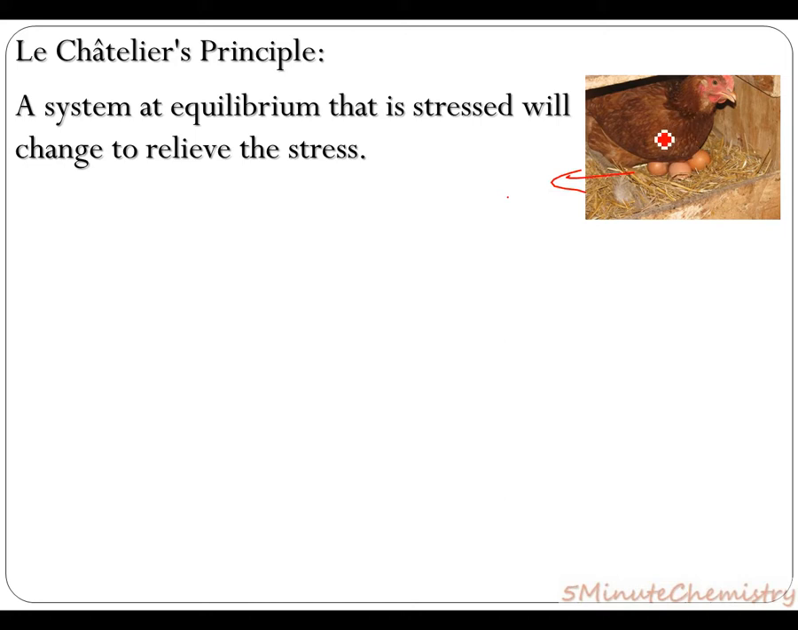The chicken is not at equilibrium, if you want to think of it that way, right? It is not happy. It has been stressed. Well, what a chicken has the ability to do, though, is it can modify the situation by laying more eggs. So, I remove eggs, the chicken is stressed, the chicken lays more eggs. Okay? Now, this analogy applies very well to chemical reactions.